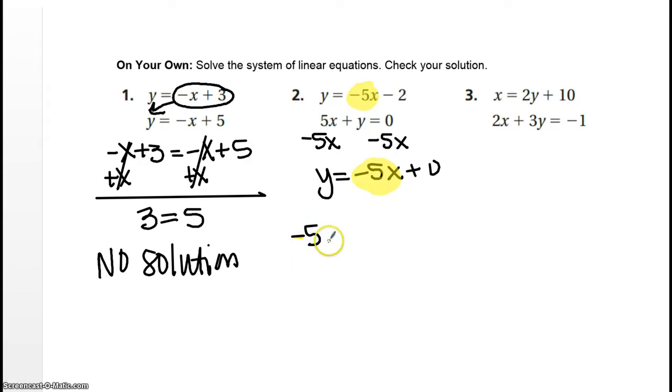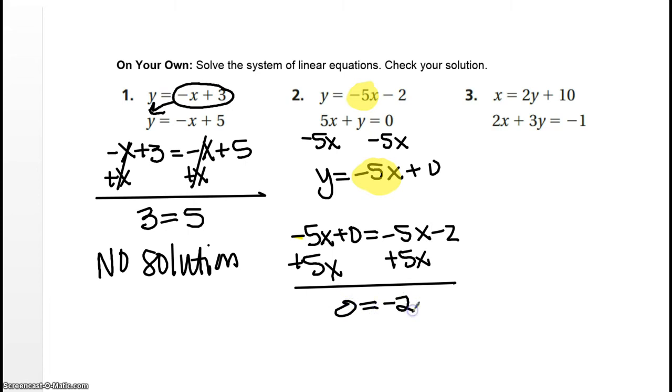I could also do substitution and have negative 5x plus 0 equals negative 5x minus 2. If I added 5x to both sides, I would have 0 equals negative 2, and I know that that never can be true, so this would be no solution.